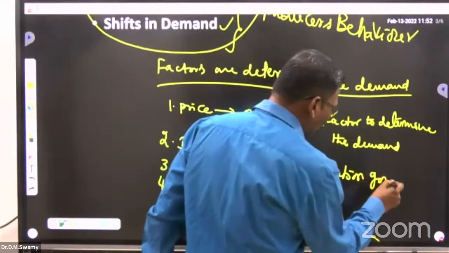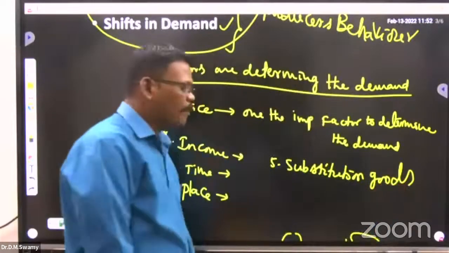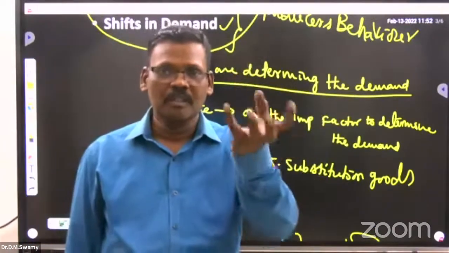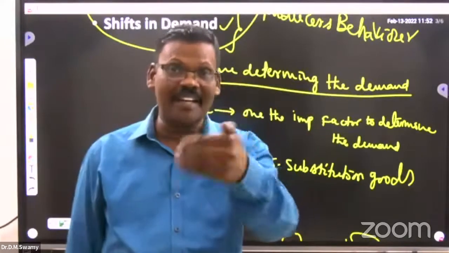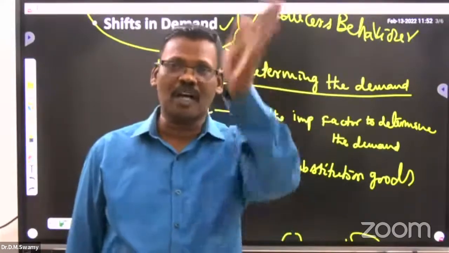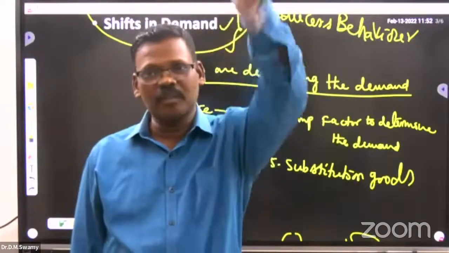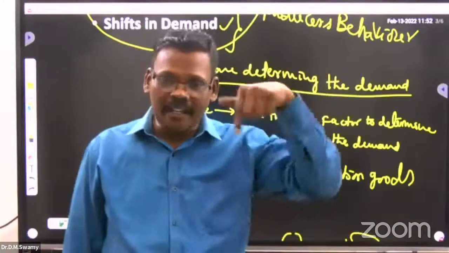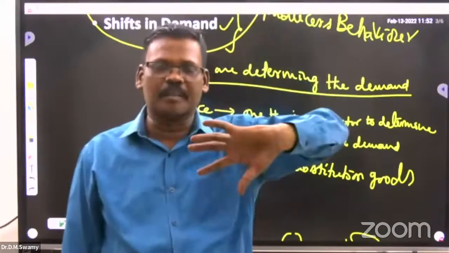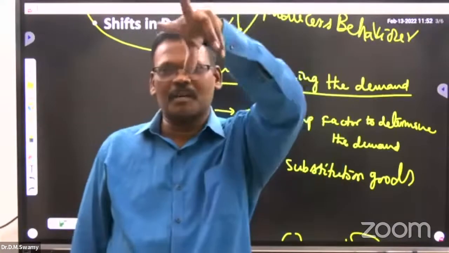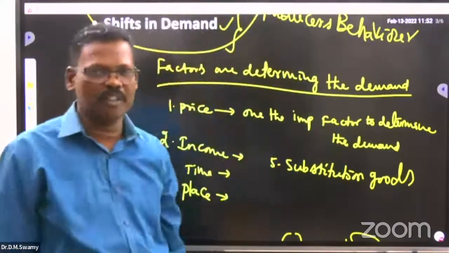Okay, substitution goods are also one of the important factors that determine the demand. What are substitution goods? Substitution goods are nothing but alternative commodities. Instead of this commodity, we use another commodity, but get the same level of satisfaction. Whether we use this commodity or that commodity to get the same level of satisfaction, they are known as substitution commodities.